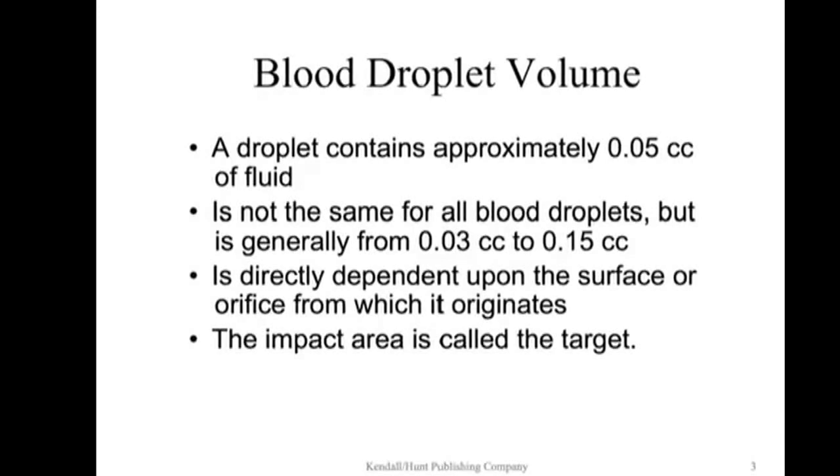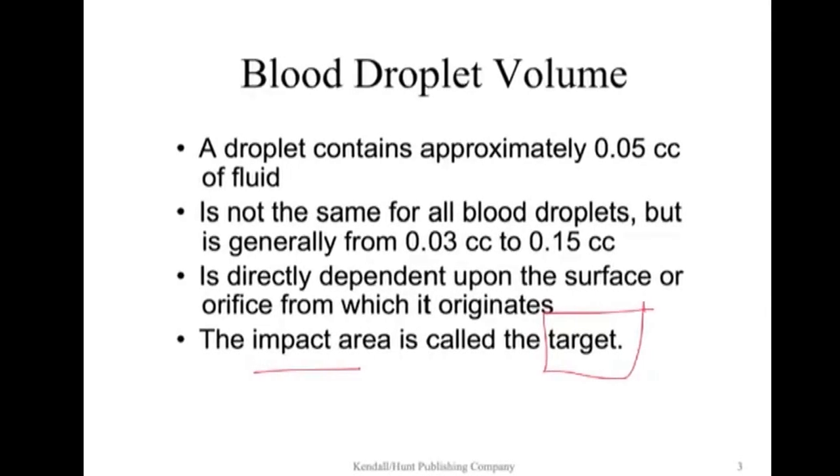All right, so for example, blood droplets from a gunshot wound, that spray out, those are going to be much smaller than a typical blood droplet, say, from a nosebleed. The place that it's going to impact is called the target.